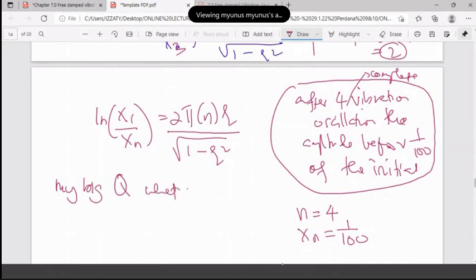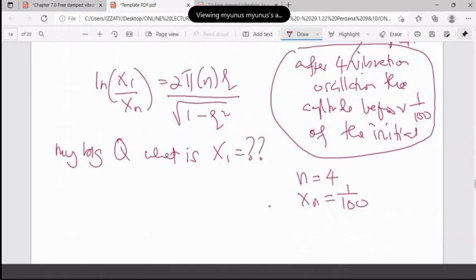So now my big question is, what is x1? Anyone? You don't want to answer this? I will just leave it and you think about it on your own. x1. 1? How do you know 1 is correct? Because there's no unit, there's no cm, no meter, no millimeter. It is correct, but how do you know?